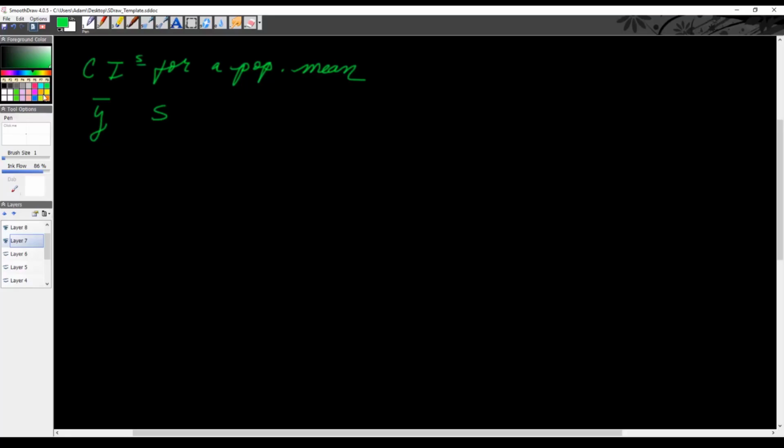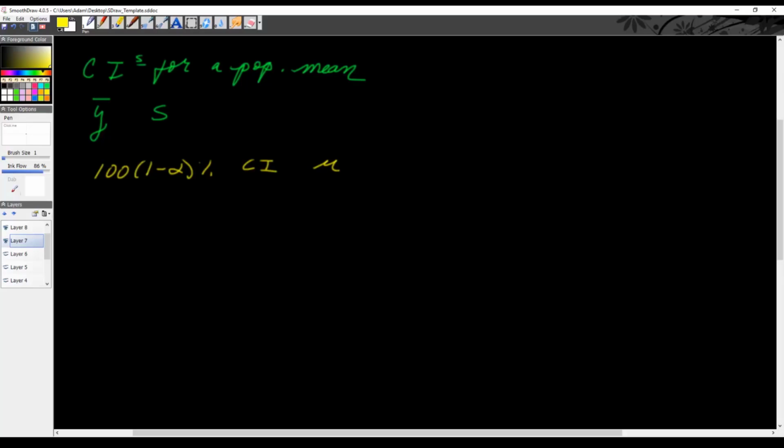So a 100 multiplied by 1 minus alpha percent, and I'll talk about what alpha is in a minute, a 100 multiplied by 1 minus alpha percent confidence interval for the population mean mu based on the t distribution, a small sample.